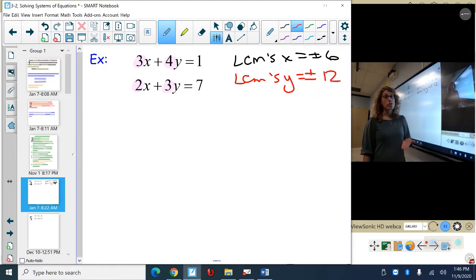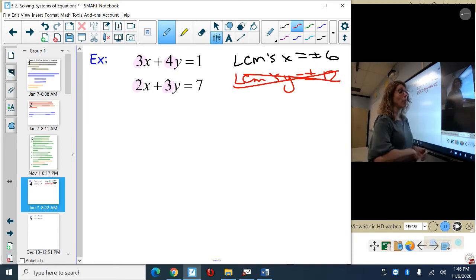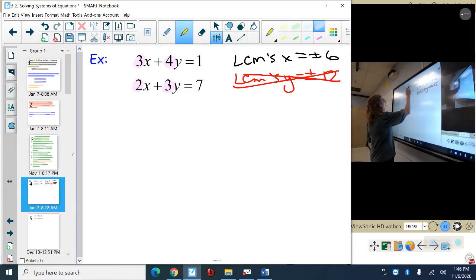Which one's smaller, 6 or 12? 6 is smaller, so that means I plan to eliminate x's. So that means I need to have positive 6x in one of the equations and a negative 6x in the other equation. We are going to multiply by a value to obtain positive 6x and to obtain negative 6x.